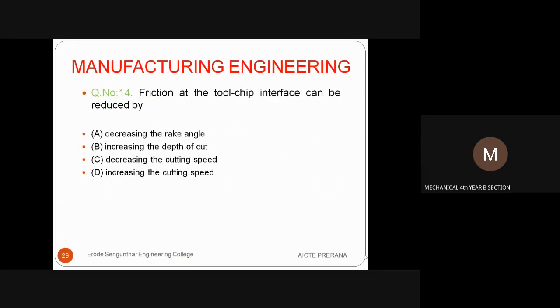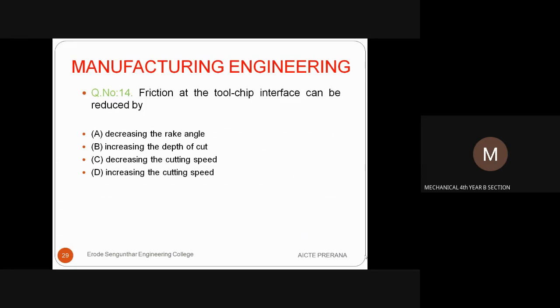Question number 14. This is also from manufacturing technology 2. The question is, friction at the tool chip interface can be reduced by what factor? The options are: option A, decreasing the rake angle; option B, increasing the depth of cut; option C, decreasing the cutting speed; and the last option, increasing the cutting speed. What has to be reduced is the friction between the tool and the chip interface.